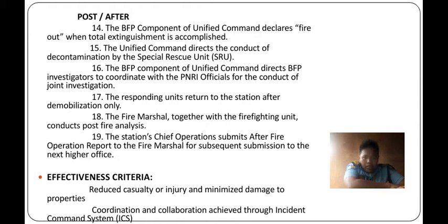18. The fire marshal together with the firefighting unit conducts post-fire analysis. 19. The fire station chief of operations submits the after fire operation report to the fire marshal for subsequent submission to the next higher office. So the effectiveness criteria: reduce casualty or injury and minimize damage to properties; coordination and collaboration achieved through the Incident Command System (ICS).